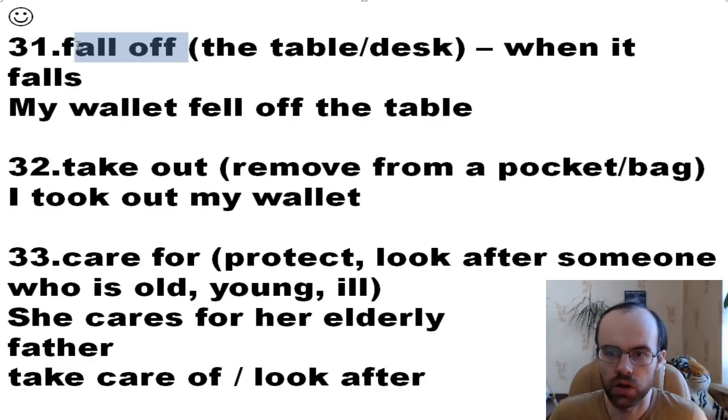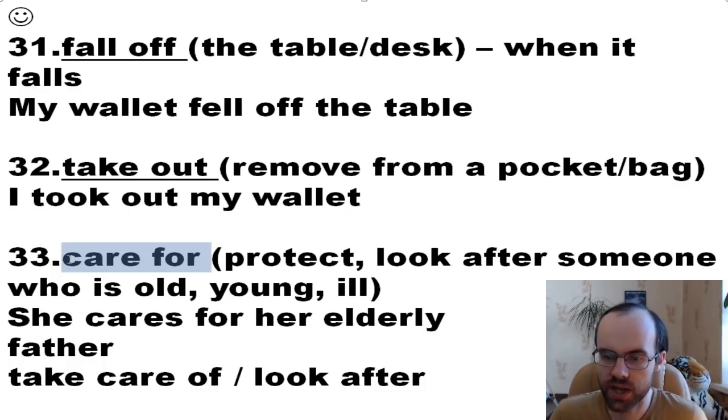Fall off. The desk, the table, when it falls. My wallet fell off the table. Take out. Remove from a pocket, bag. I took out my wallet. Care for. Protect. Look after someone who is old, young, ill. She cares for her elderly father. Take care of. Look after.